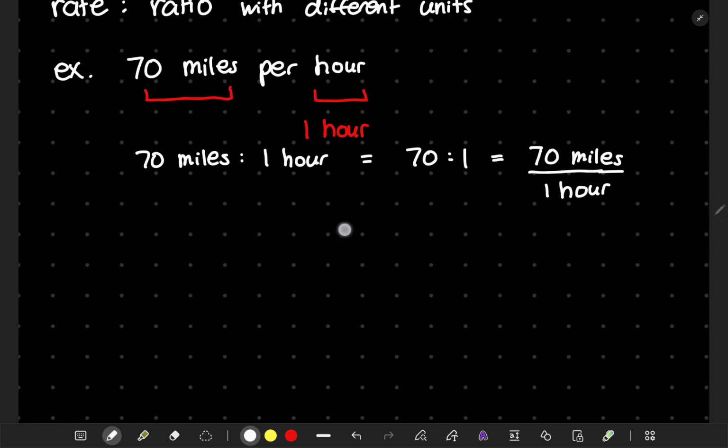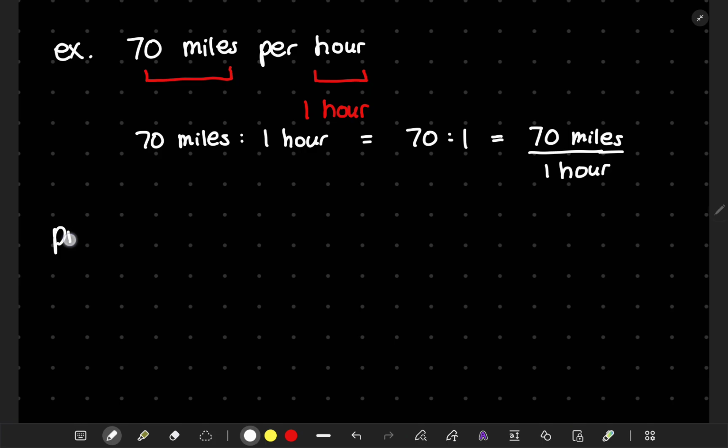Okay, then the last one that we're going to do is this idea of a proportion. What is a proportion? A proportion is the equality of two ratios.